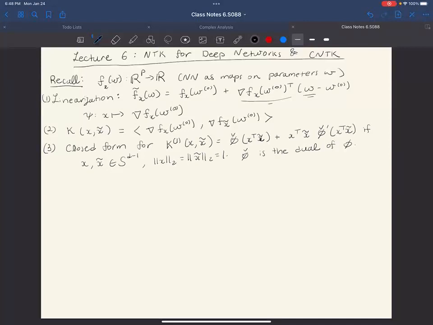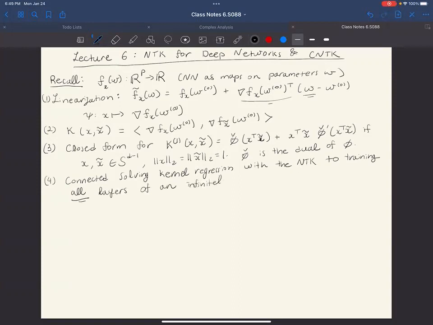Okay, so lastly, what we did, we're not going to extend upon this in this lecture, but we showed that we connected solving kernel regression with the NTK to training all layers of an infinitely wide neural net using GD, gradient descent. So this is what we did in the previous lecture.